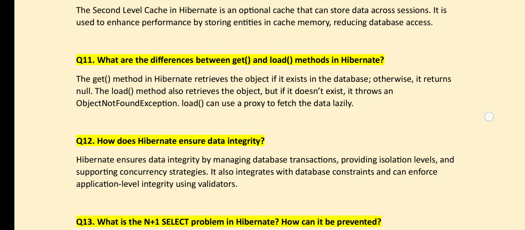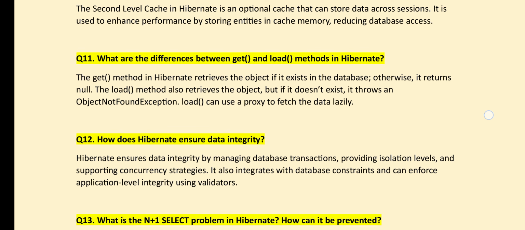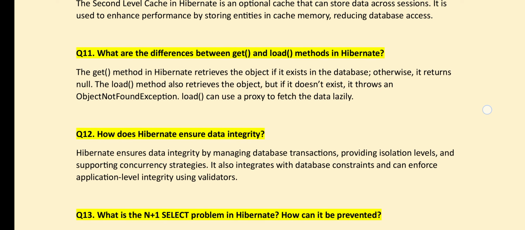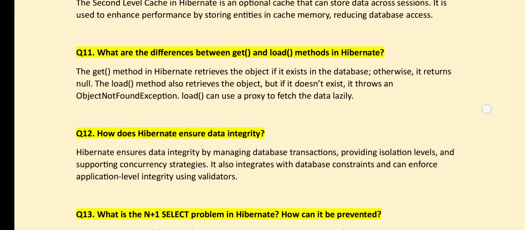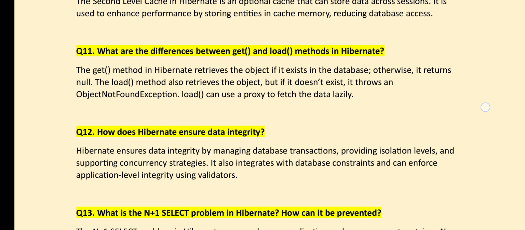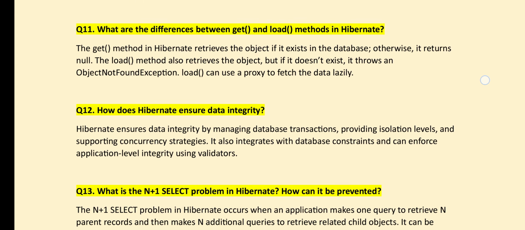How does Hibernate ensure data integrity? Hibernate ensures data integrity by managing database transactions. It provides isolation levels and supports concurrency strategies. It also integrates with database constraints and can enforce application level integrity using validators.